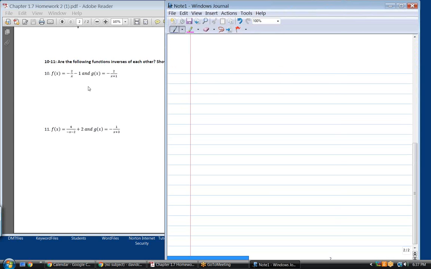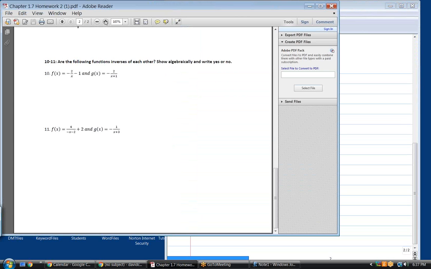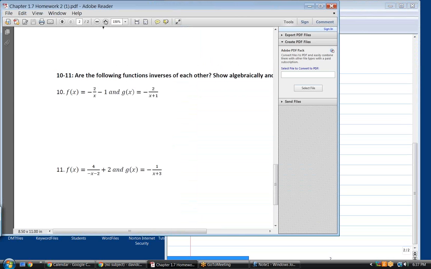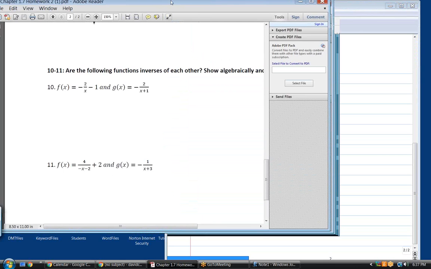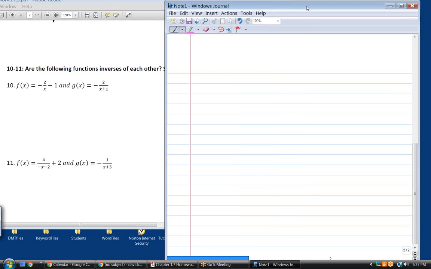Let me blow this up a little bit. Is that readable? Now it is. How am I going to do this algebraically? Well, first of all, how do I know if they're inverses of one another? I guess I can go through each one and solve it, huh? Yes. That's one way I could do it, is I could switch the variables, solve for y, and see if I get this over here.